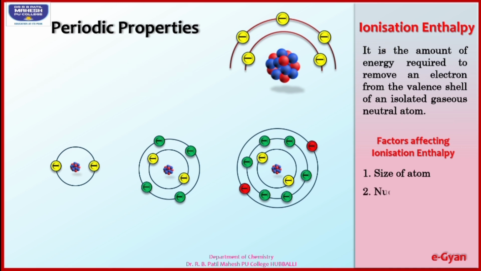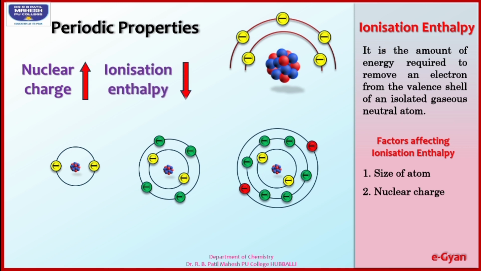Second factor which is going to affect the ionization enthalpy is nuclear charge, which is similar to the previous one. Nuclear charge or effective nuclear charge means it is the capacity of a nucleus to attract the valence shell electrons. As the distance between nucleus and valence shell electron increases, attraction decreases. Therefore, if nuclear charge increases, ionization enthalpy increases.